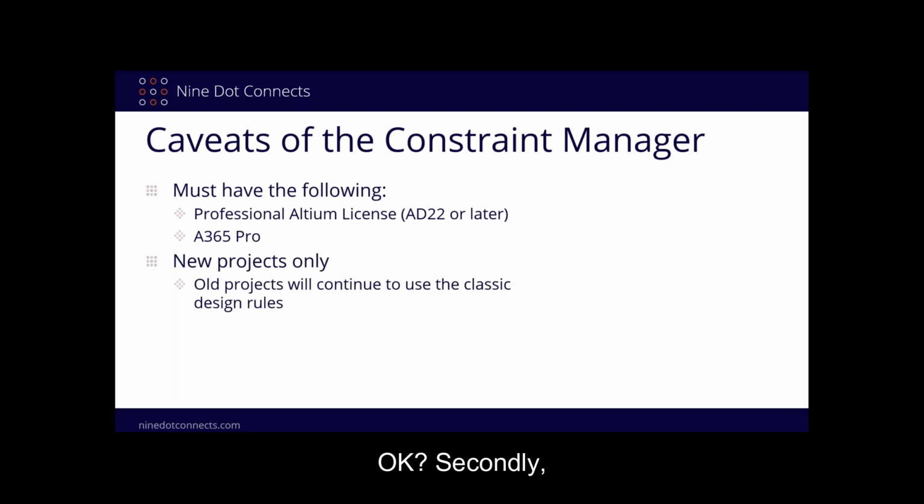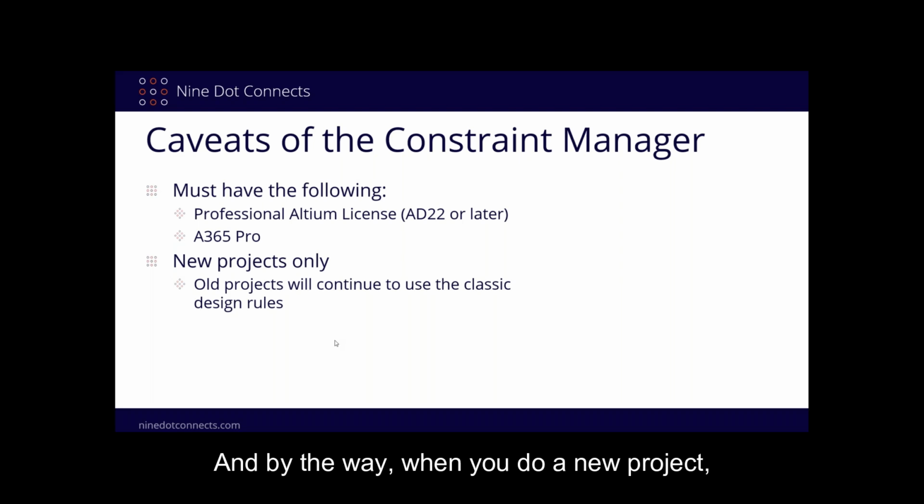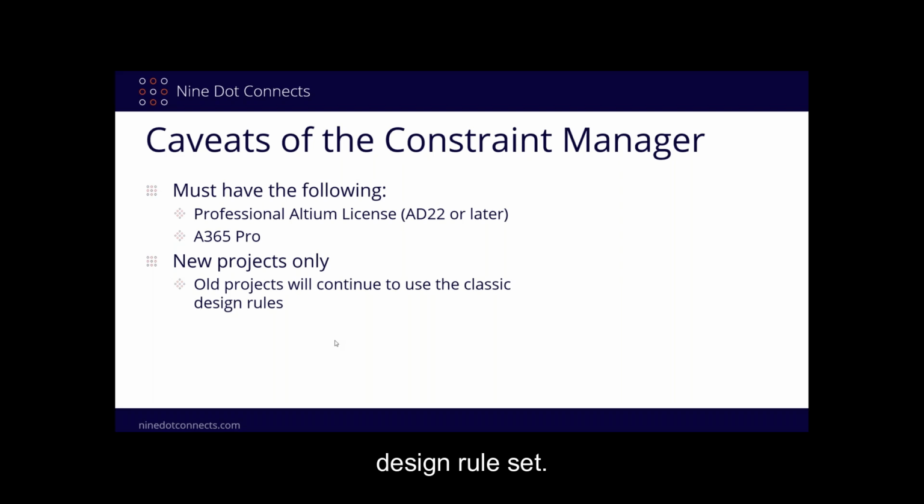Okay, secondly, new projects only. So old projects will continue to use the classic design rules. So if you're opening up Altium 24 and you're bringing in a project you did 2 years ago, it's still going to use the design rules. And by the way, when you do a new project, and I'll show this here in a few minutes, you have the option of using the Constraint Manager or continuing to use the classic design rule set.